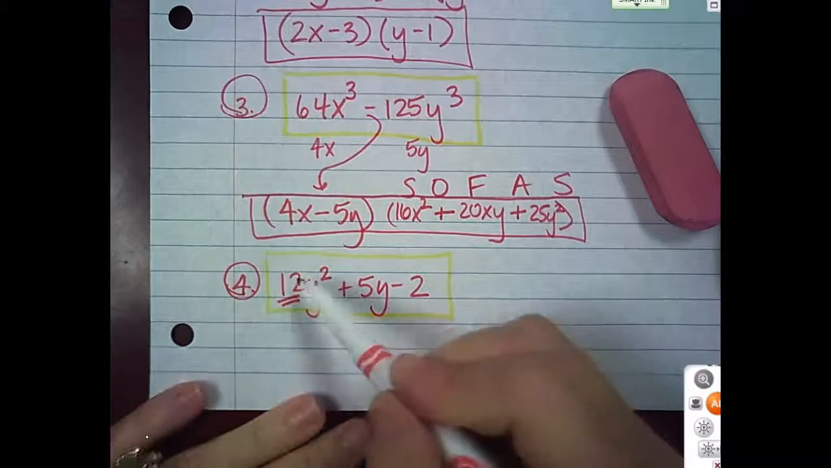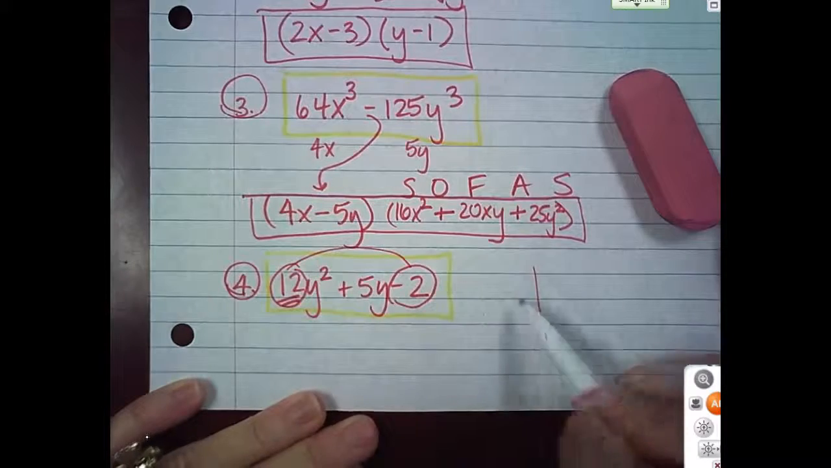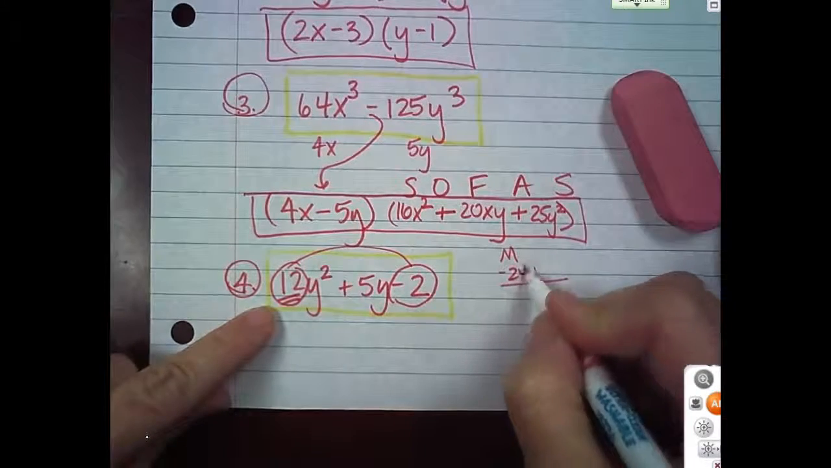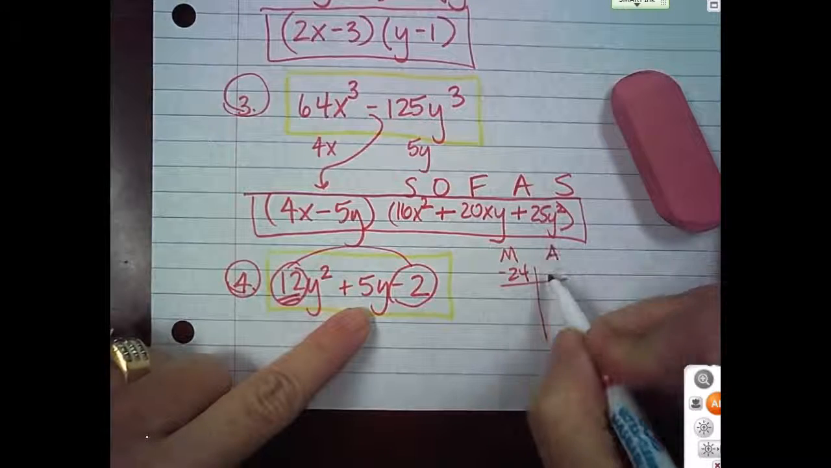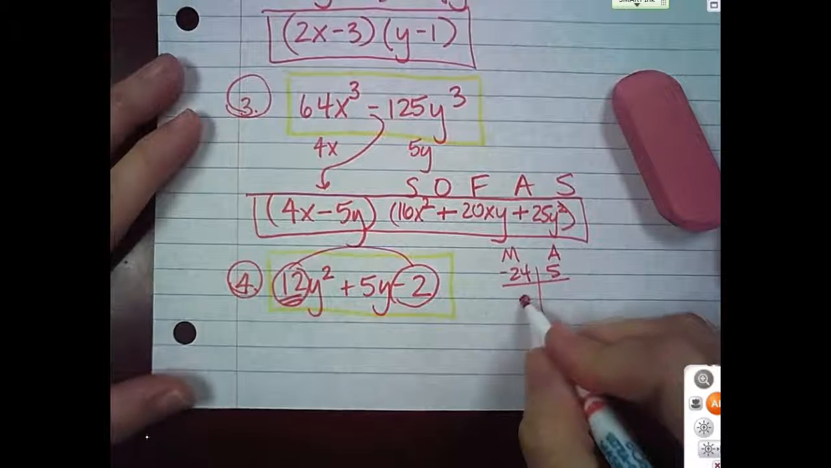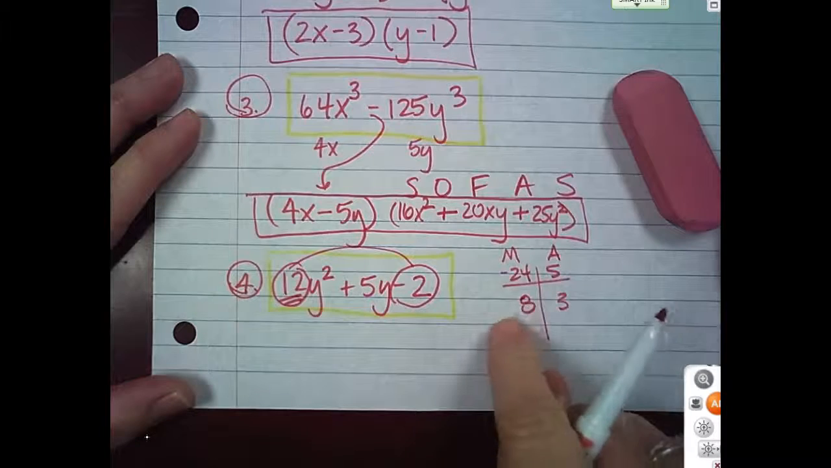Hoping you remember that it meant you take the 12 and the negative 2 and you multiply those together. So in your T-chart, what numbers are going to multiply to give me negative 24 and add to give me your middle term, your 5. You can flip them either way. So 24 would be 8 and 3. It's a positive 5, so we need the 8 to be positive.